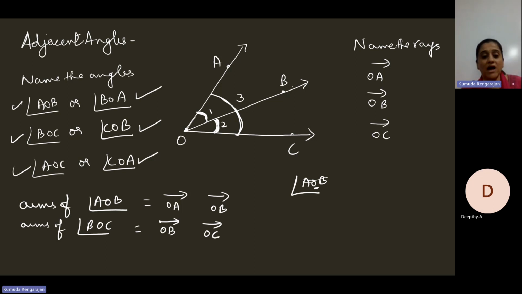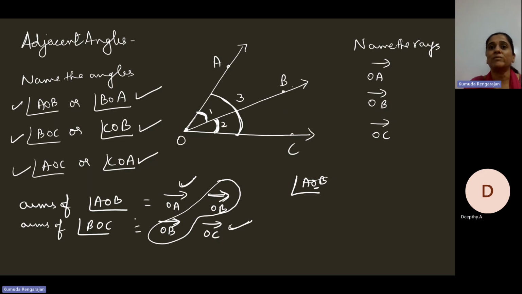Which are the non-common arms? The common arm is OB. Ray OB is the common arm. See here, common arm OB. Which are the non-common arms? This one and this one. These were the non-common arms. Now, where are the non-common arms? Are they on either sides of the common arm? See, OB is the common arm.